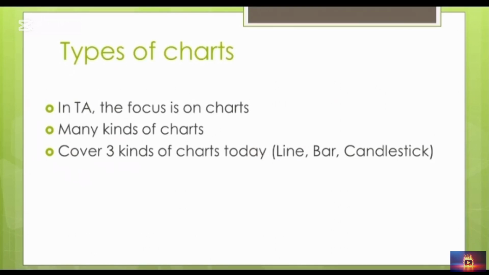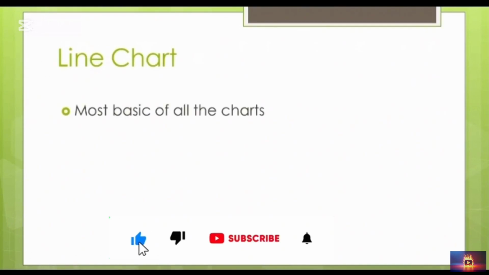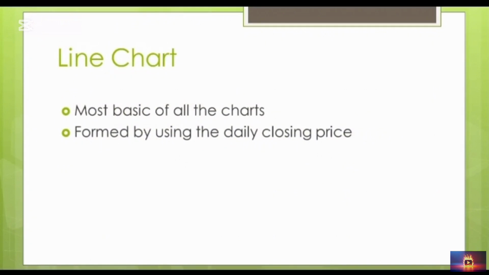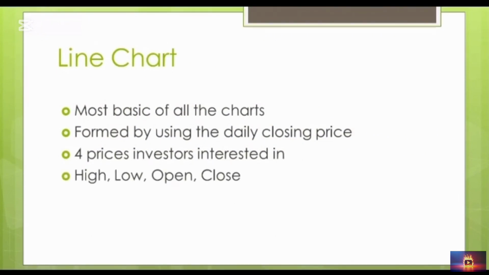So let's begin by looking at the line chart. The line chart is the most basic of all the charts, and it is formed by the daily closing prices of the stock, which is the price that the stock closes at every day. However, the problem with a line chart is you can't see the trading range of the day. So what is the trading range, you might ask? Well, in stocks, there are 4 prices that investors are interested in. They are the high, the low, as well as the opening and closing prices for the day. Now, using the high and the low, you can find out what is the trading range of the stock for that particular day. So I'll cover more on this in the next few slides.